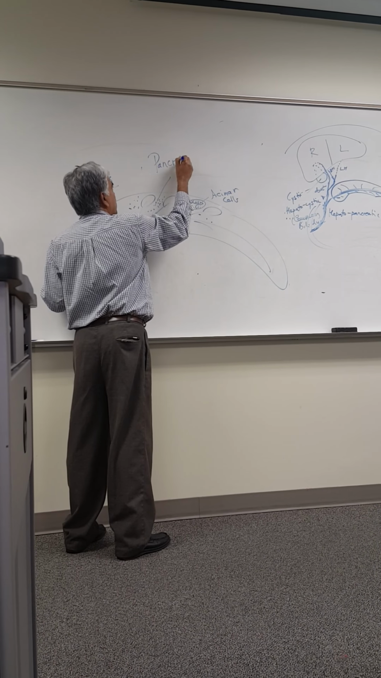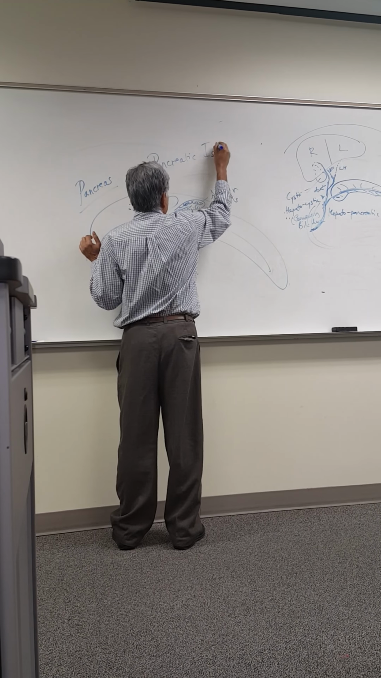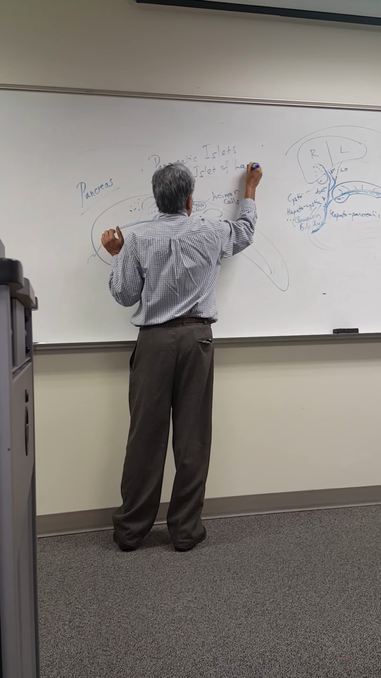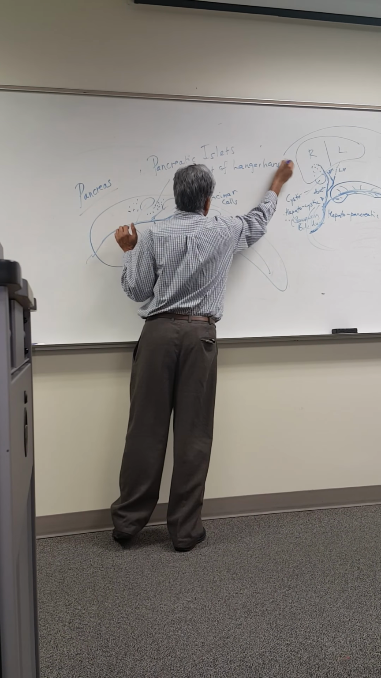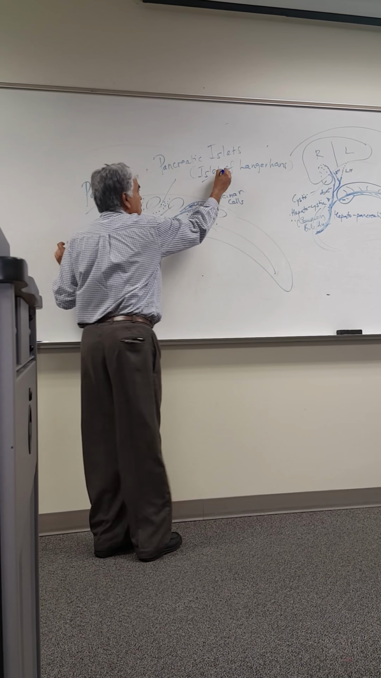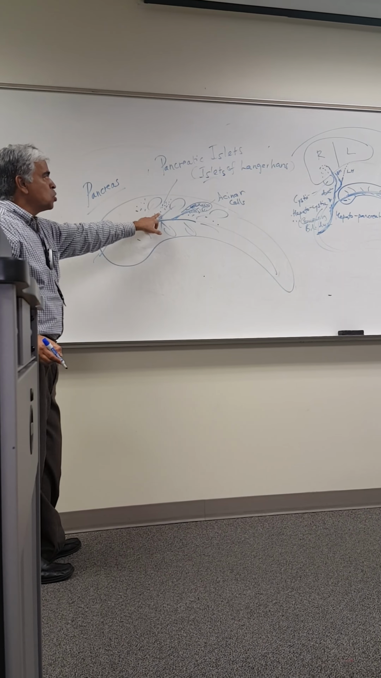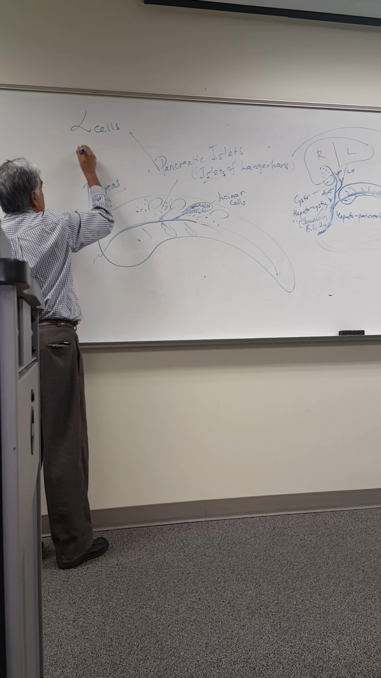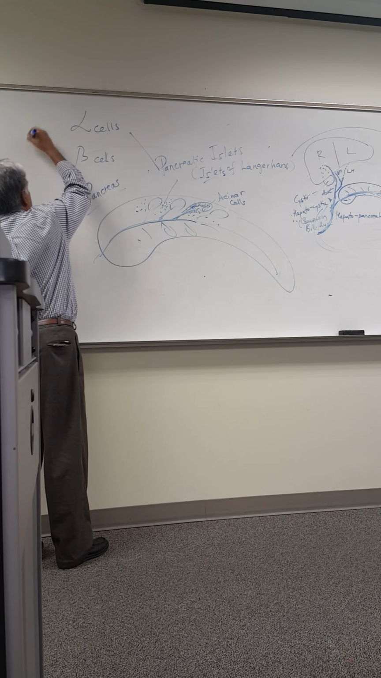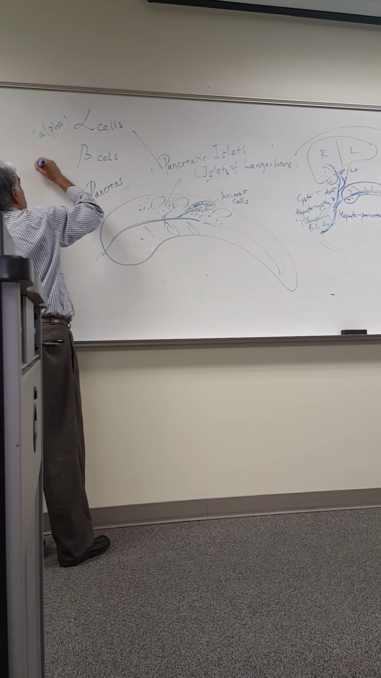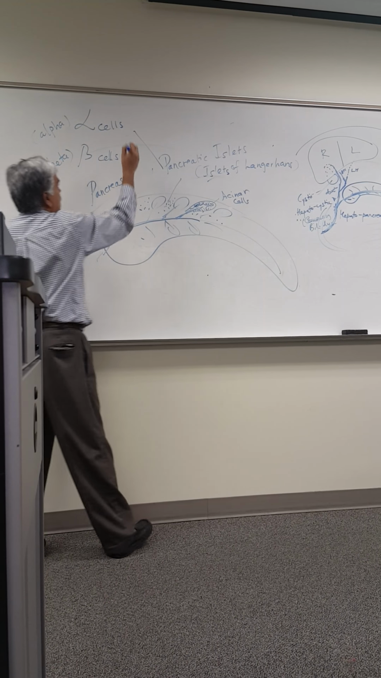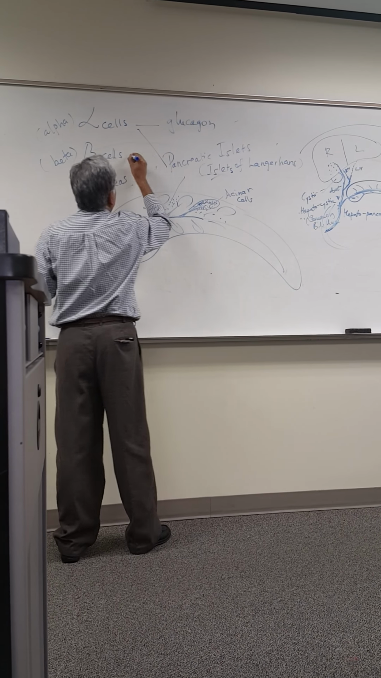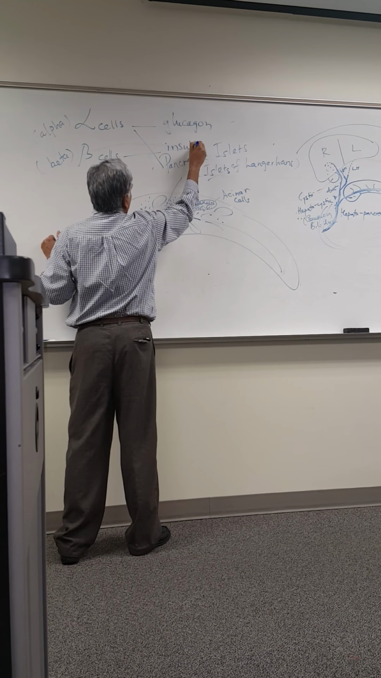We call them pancreatic islets or islets of Langerhans, the guy who discovered that. In these pancreatic islets, there are two kinds of cells. One is going to be alpha cells, one is going to be beta cells. The alpha cells produce glucagon, the beta cells produce insulin.